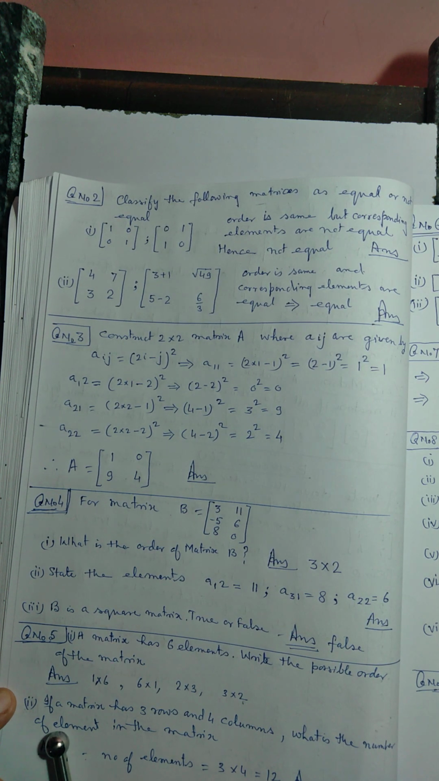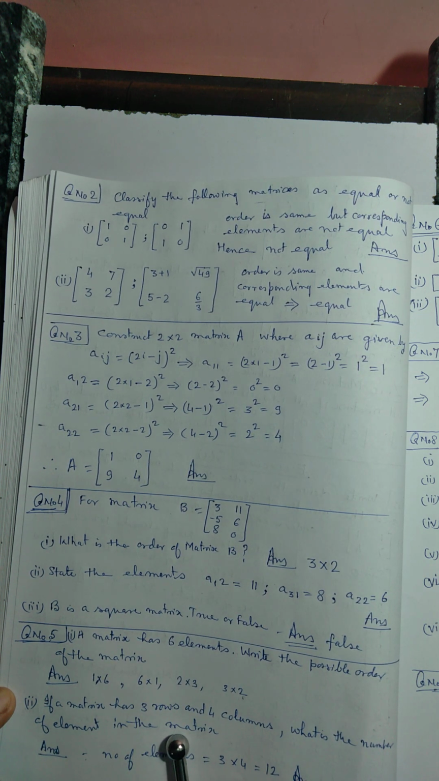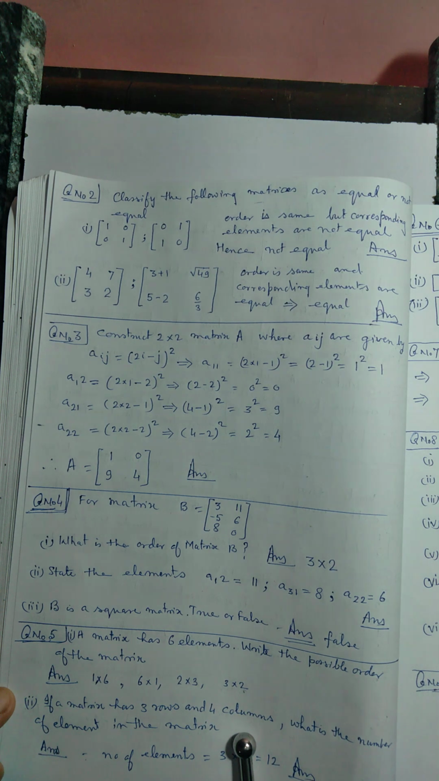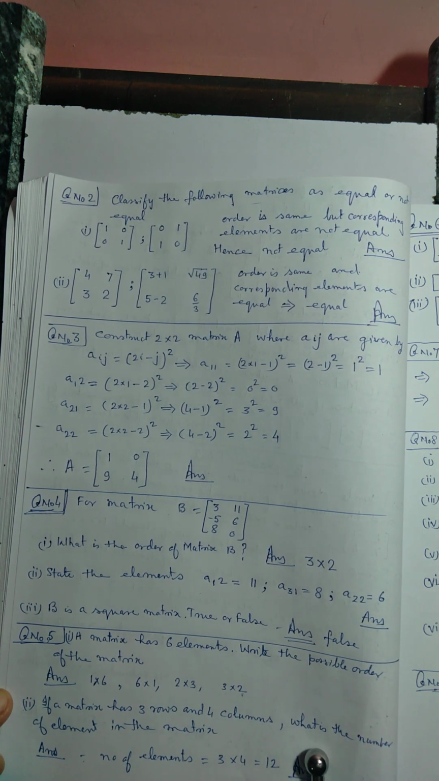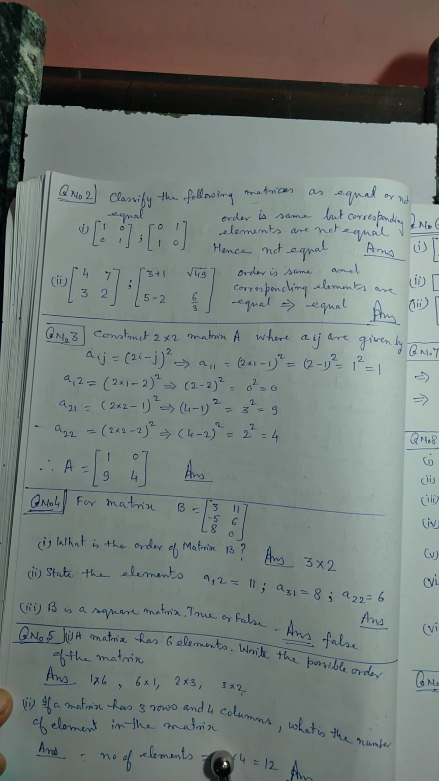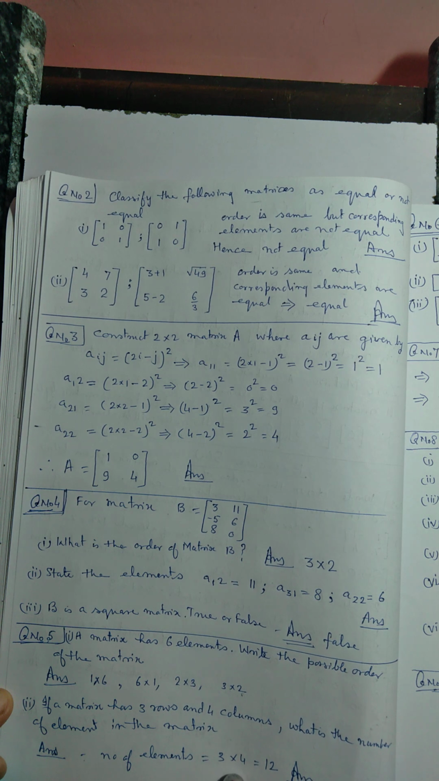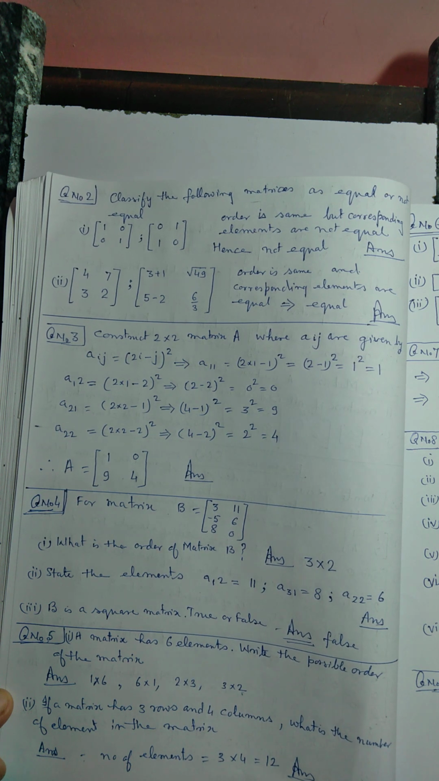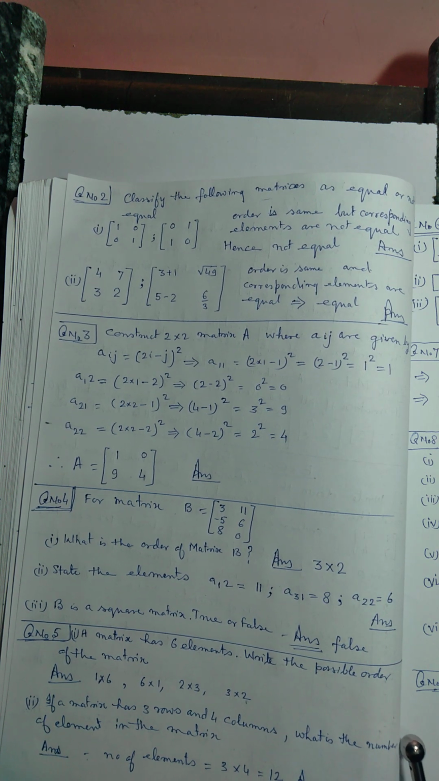Now come to the second part of the question. If a matrix has 3 rows and 4 columns, 3 rows are there and 4 columns are there, what is the number of elements in the matrix? Answer is, number of elements will be equal to 3 into 4, that is 12. This will be the answer of question number 5, second part.